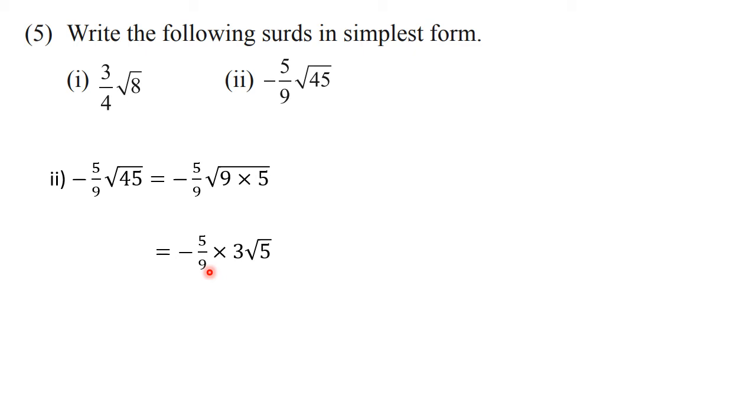So our answer is what? Minus 5 root 5 divided by 3. So this is in simplest form. Got it? In the denominator we have a rational number. You can write this answer as minus 5 upon 3 and root 5 separately also. It is one and the same.